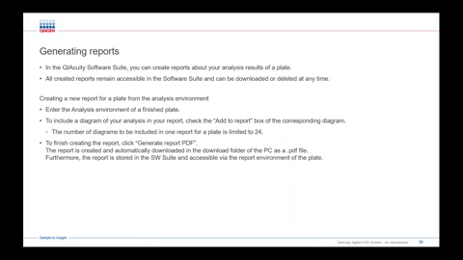The QIAcuity Software Suite allows you to create reports of your analysis results. All created reports remain accessible in the software suite and can be downloaded or deleted at any time. It automatically includes run details such as start and end time and software and instrument version. You can include any diagram as long as you don't exceed the number of 24. The report is automatically downloaded in the download folder of the PC as a PDF file. Furthermore, the report is stored in the software suite and accessible via the report environment of the plate.